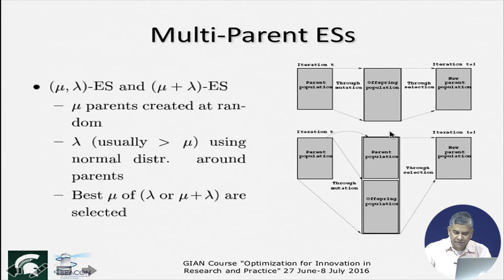Okay. Now that you have created so many, you evaluate them and then choose the best mu of them, because lambda is usually 5 times bigger than mu. So you keep the top mu of them, that becomes your new population, it comes here and you continue in this loop. Okay, go ahead.